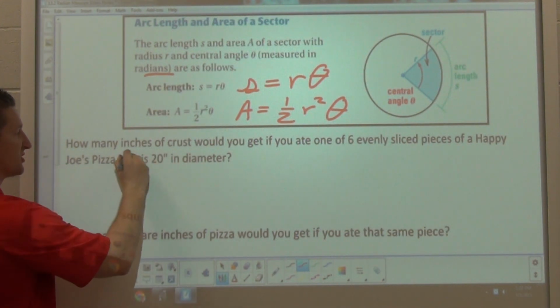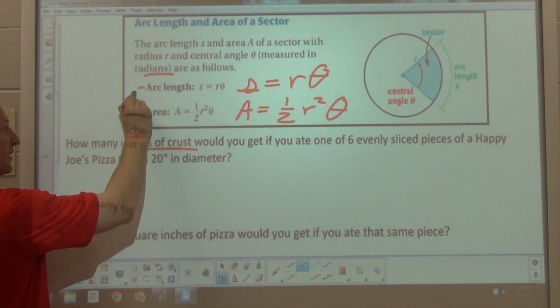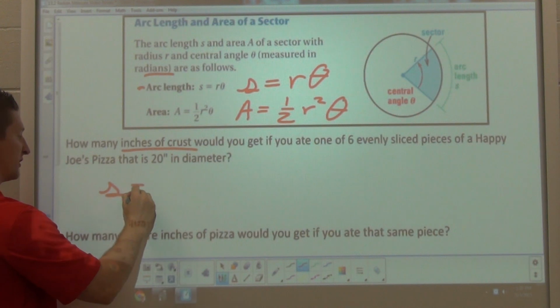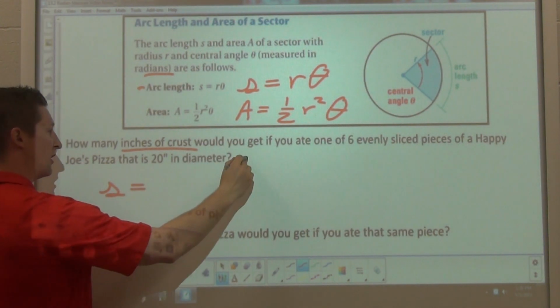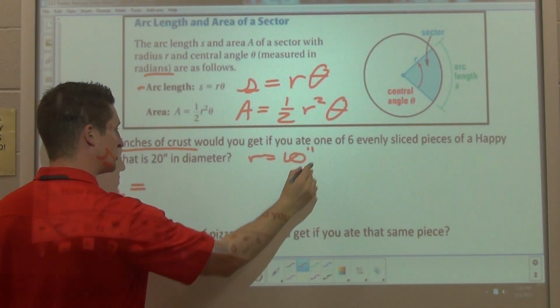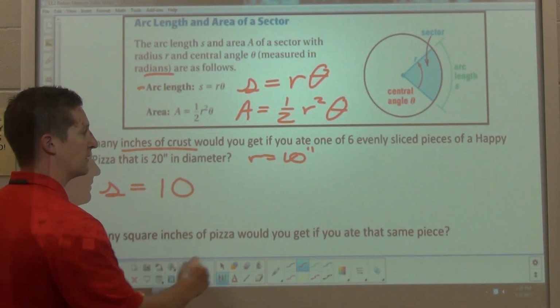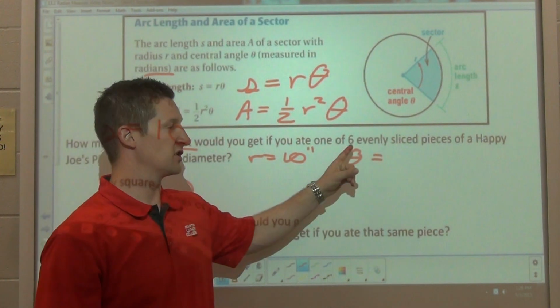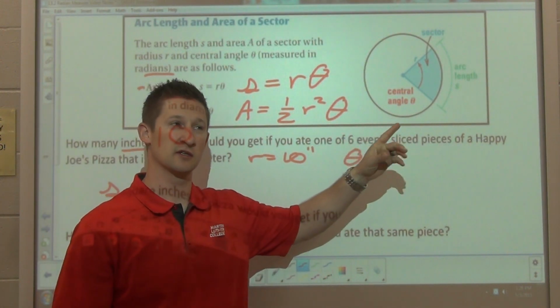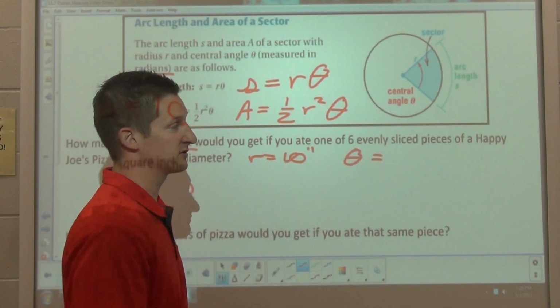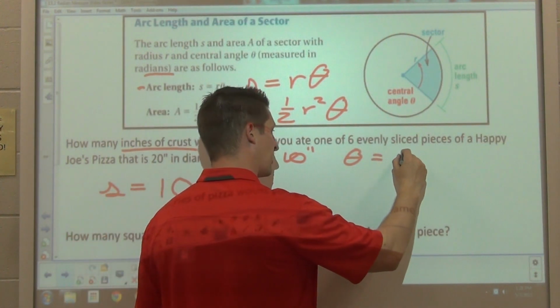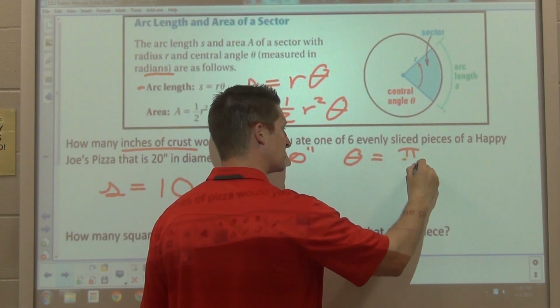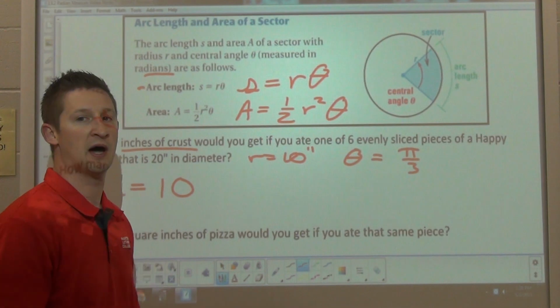So how many inches of crust? Well, that's an arc length idea. So S, the arc length, is equal to R, the radius. R is equal to 10 inches. So I've got 10 times theta, my angle measurement in radians. Well, 6 pieces is 360 divided by 6. Well, that's going to be 60 degrees, but I want it in radian measurement. Remember, 60 degrees is the same as 1/3 of pi.